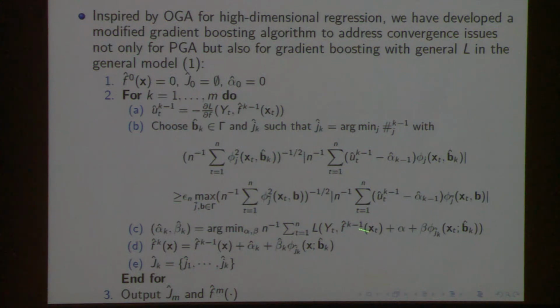Notice the phi j I normalize by the sum of squares, that is, I take the norm. And here I will choose the j that is most related to that residual. So this is the part where I choose these variables, and I will only choose them up to m.